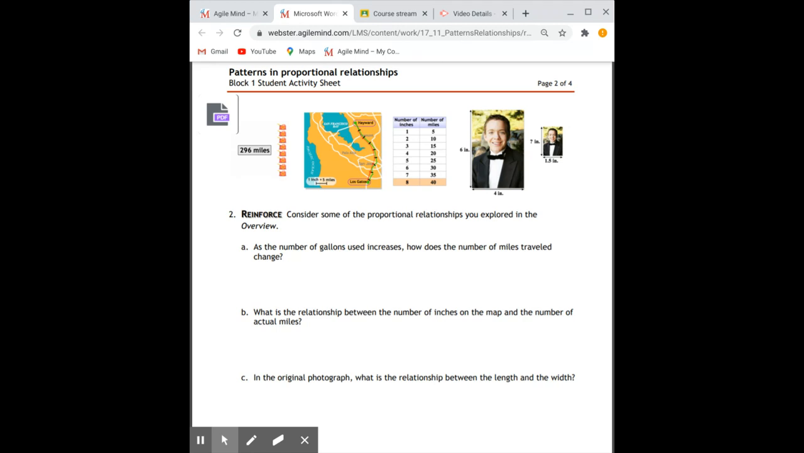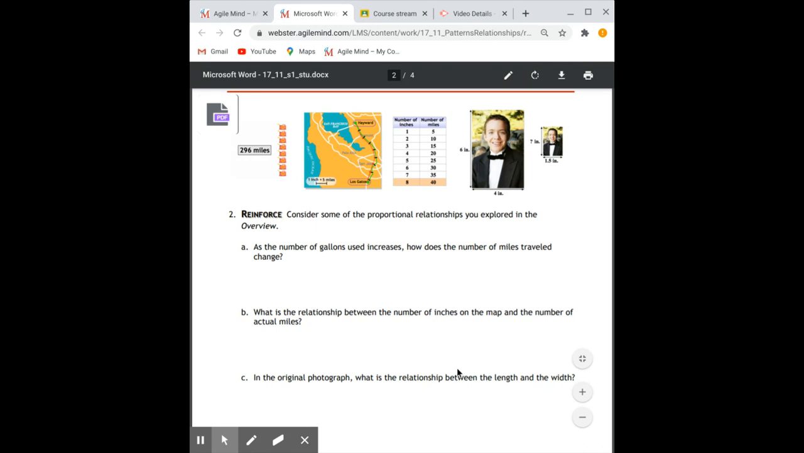All right. B said, what is the relationship between the number of inches on the map and the number of actual miles? This is what Hagen said a while ago. He said that 1 inch is equal to how many miles? 5. Good. C says, in the original photograph, what is the relationship between the length and the width?